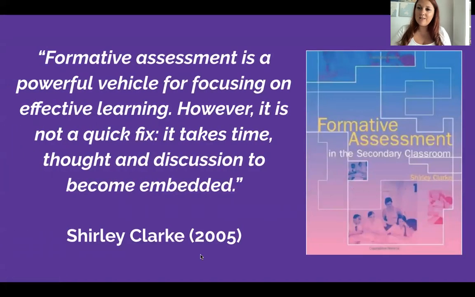And I wanted to finish with this quote from Shirley Clark. Nothing in education is a quick fix. There's nuance, there's differences, there's variables. Everything takes careful thought, consideration, reflection, discussion, and that certainly applies with formative assessment.